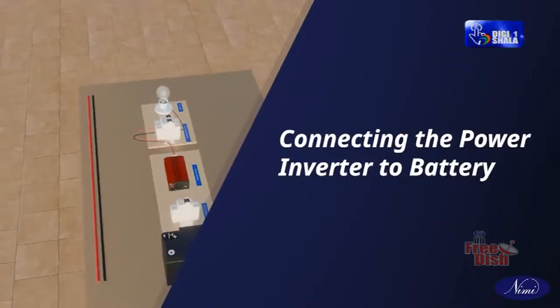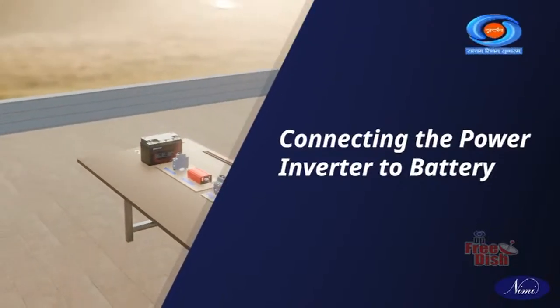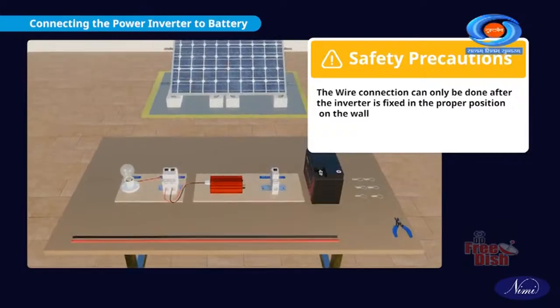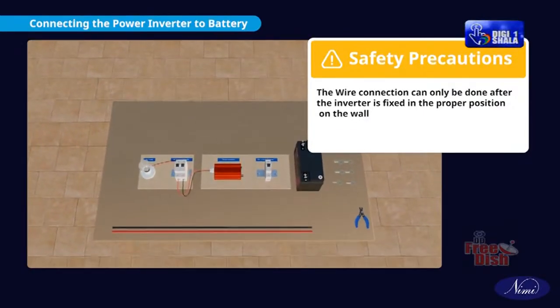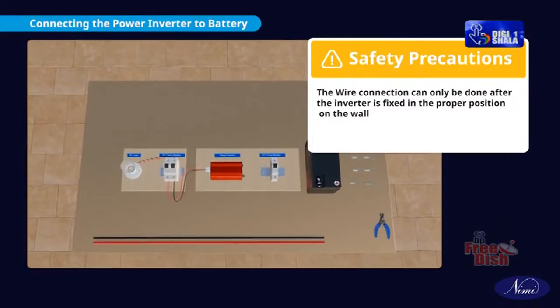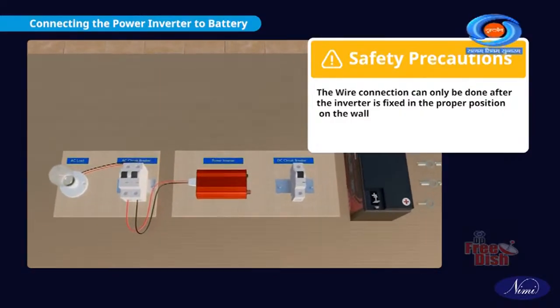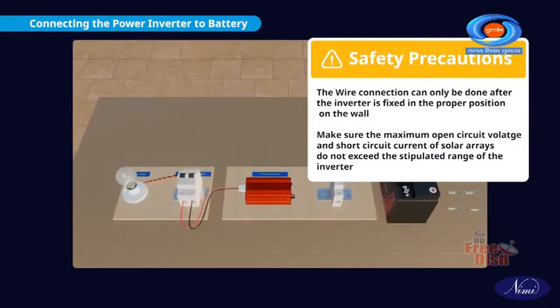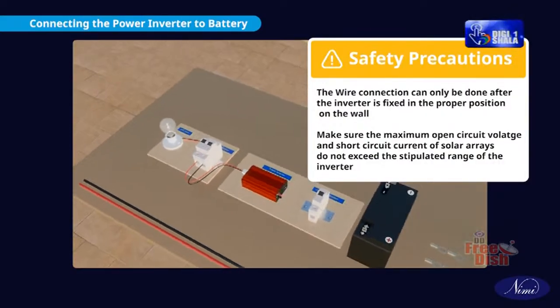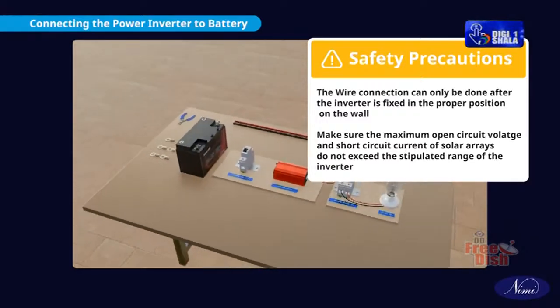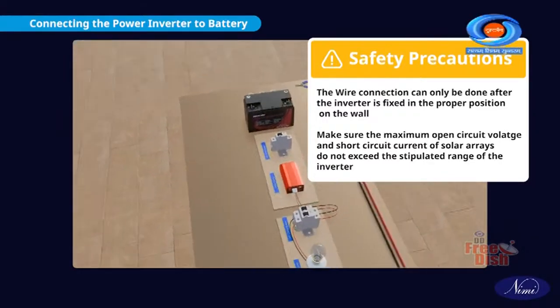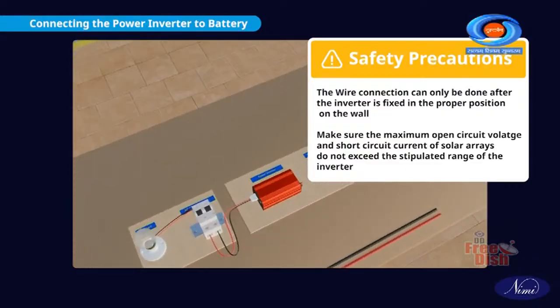Connecting the power inverter to the battery. Safety precautions. The wire connection can only be done after the inverter is fixed in the proper position. Make sure the maximum open circuit voltage and short circuit current of solar arrays do not exceed the stipulated range of the inverter.